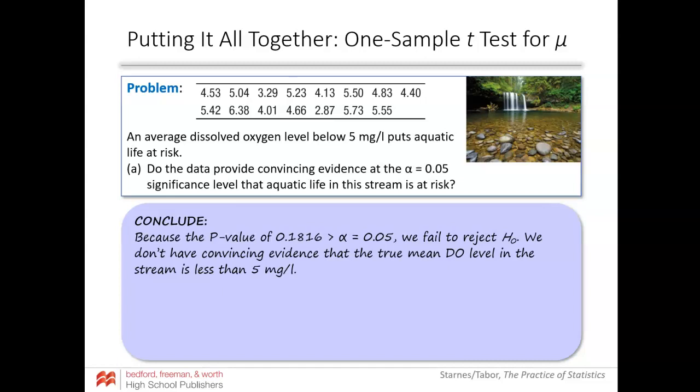We do not have convincing evidence that the true mean of the dissolved oxygen level in the stream is less than 5 milligrams per liter.